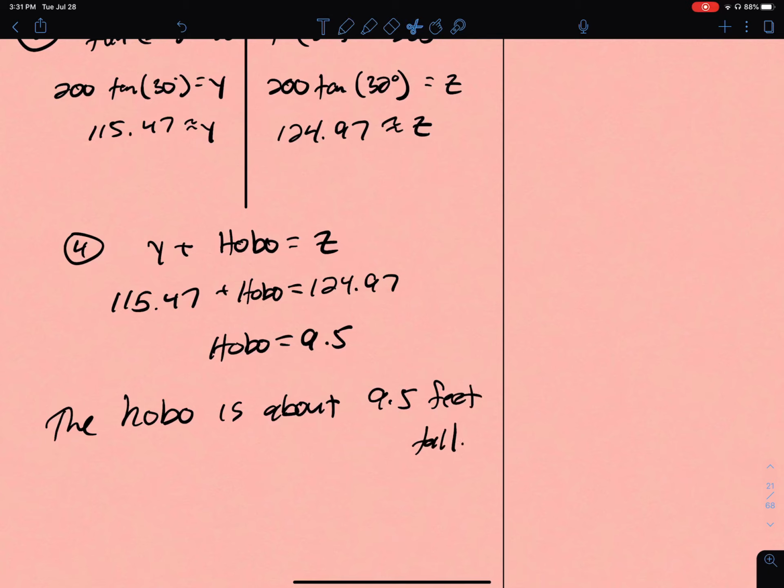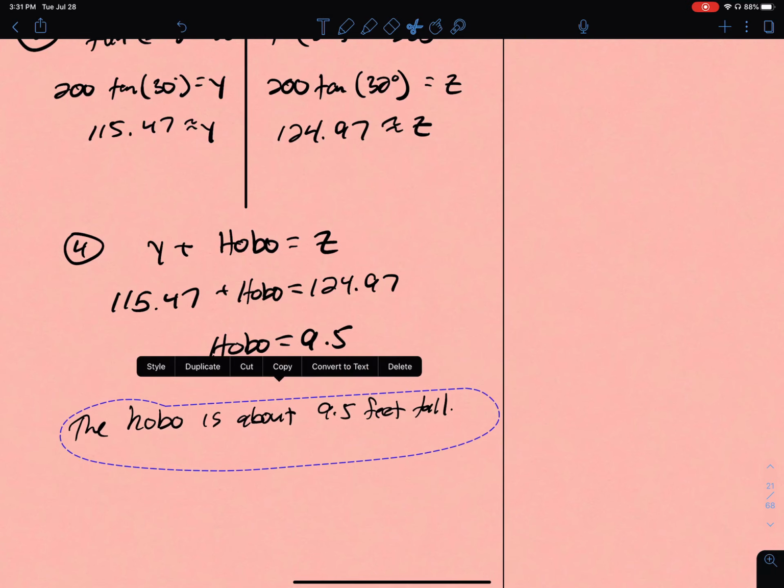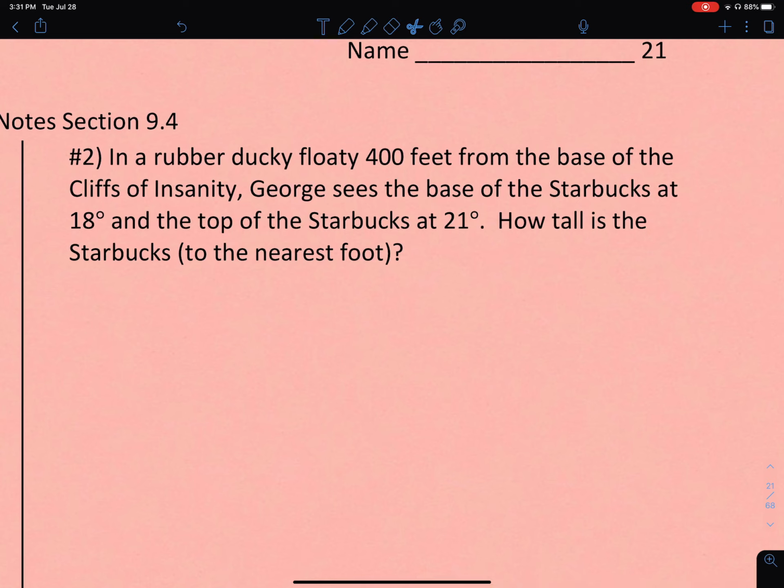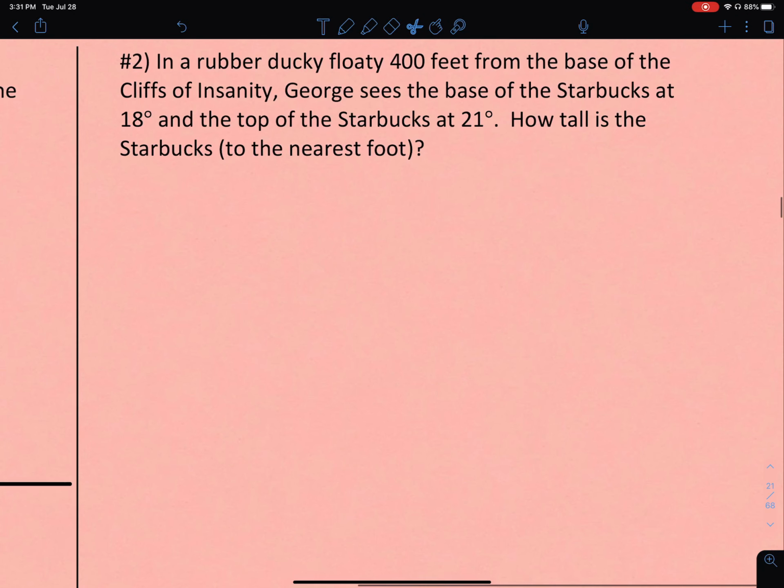Cool. Let's check out number 2. Let's drop a deuce. In a rubber ducky floaty, 400 feet from the base of the Cliffs of Insanity, George sees the base of the Starbucks at 18 degrees and the top of the Starbucks at 21 degrees. How tall is the Starbucks to the nearest foot?